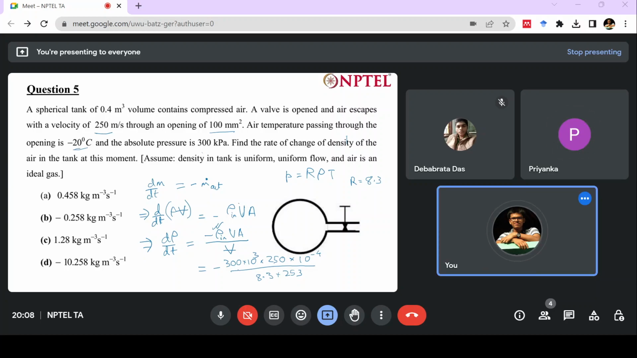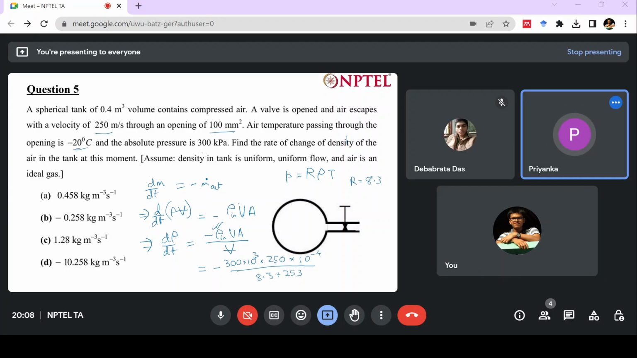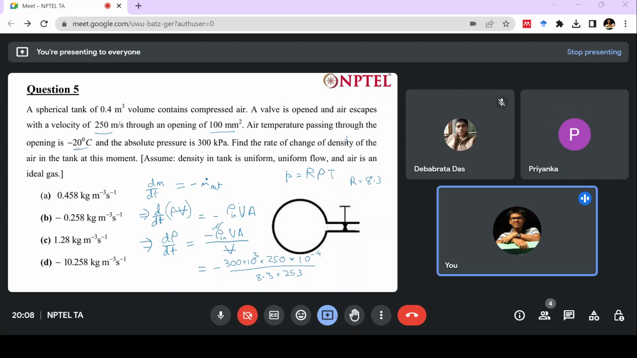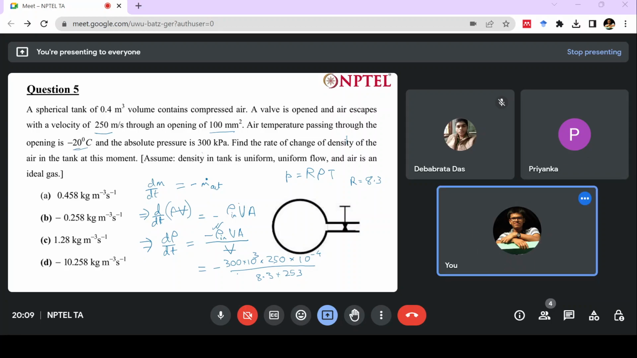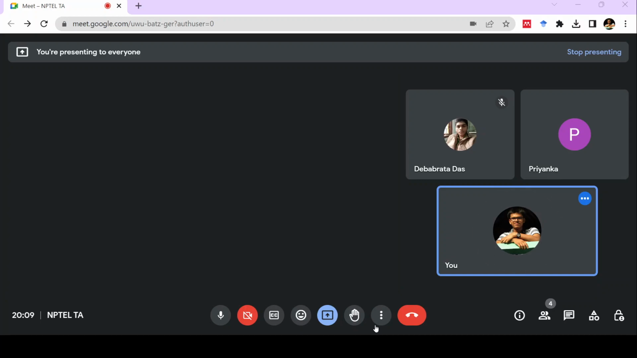Sir, R we should take as 8.3 or 0.287? R how much should we take? 8.3 or 0.287. 0.285. For air, we take R as 0.287. Oh yes, we are not using molarity, right? Okay, I'm sorry.